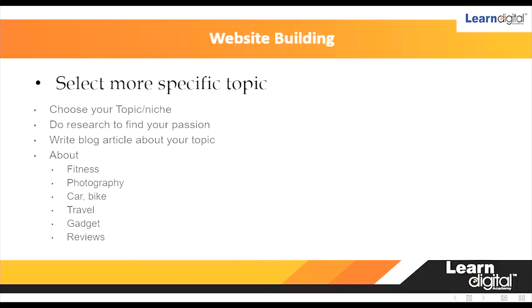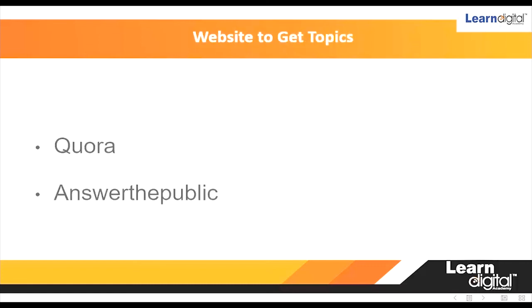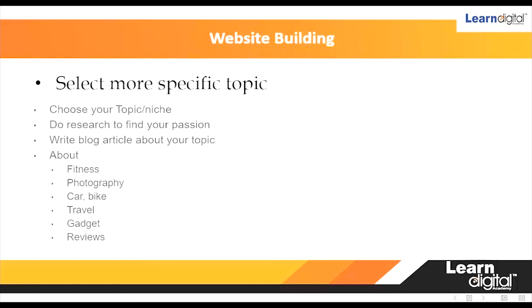select your niche if you want to create a website for yourself. For practice purposes, you can choose the topic you want to create on, like it may be fitness, photography, car, bike, travel, gadget, or reviews, or you can create a common website. Here you'll be writing some content as well. And if you don't get any topic, you can search in Quora and Answer the Public, right?